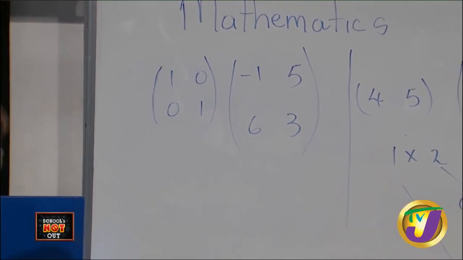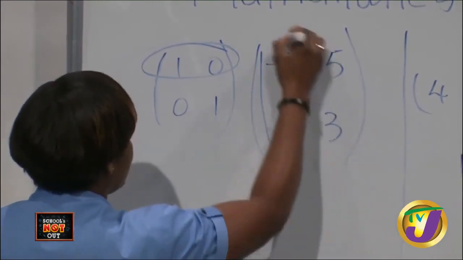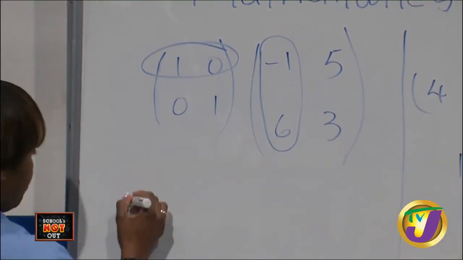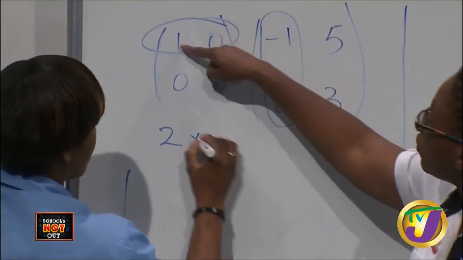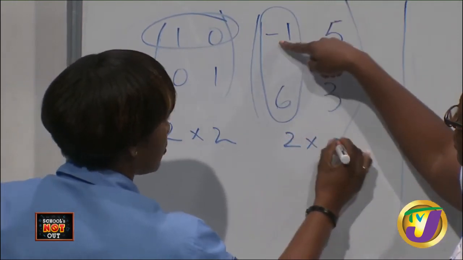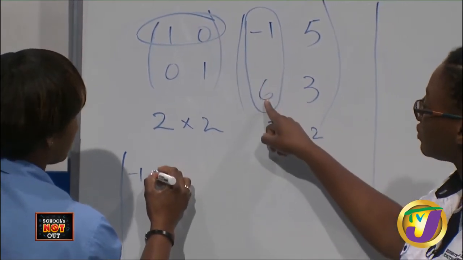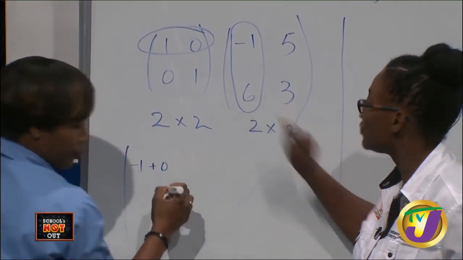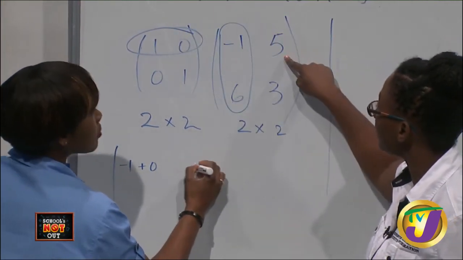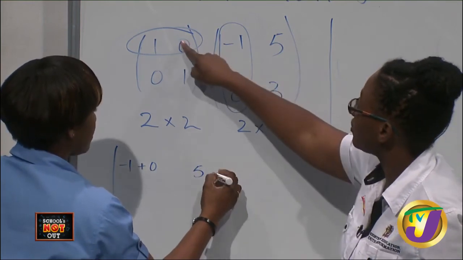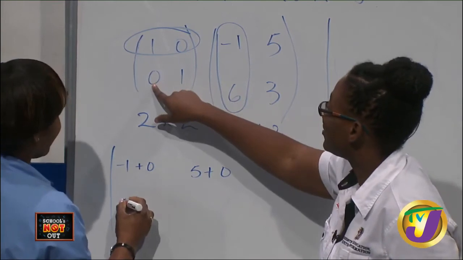So again, I want you to perform this multiplication on the board, and then we will compare with what we have on the slide. Remember, it's your row times column. So we have 1 times -1, which will give us -1. 0 times 6 gives us 0. Come over to column 2. 1 times 5 is 5. 0 times 3 is 0.